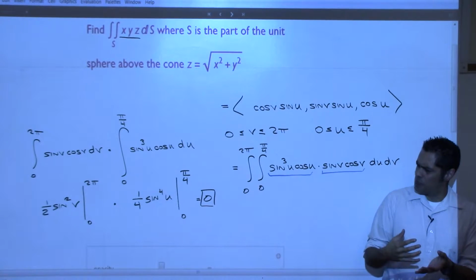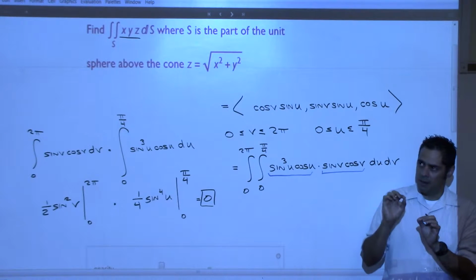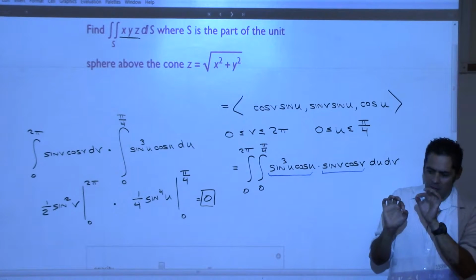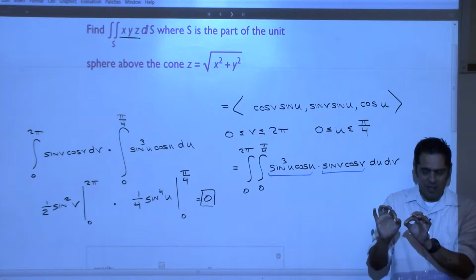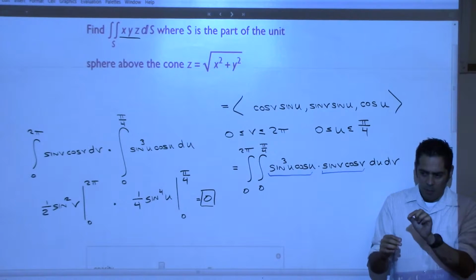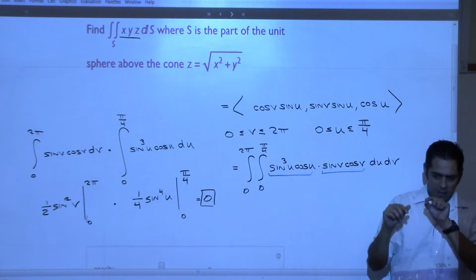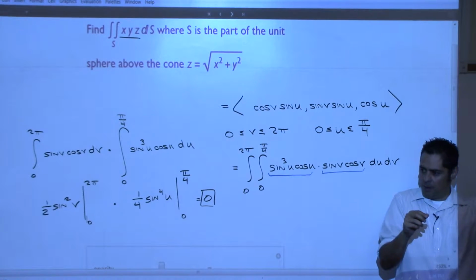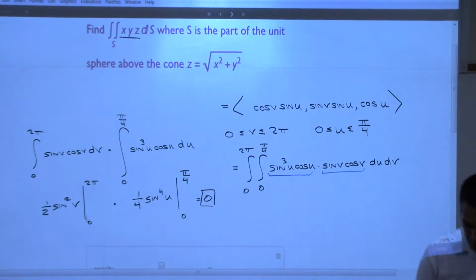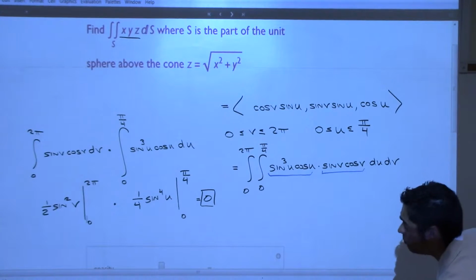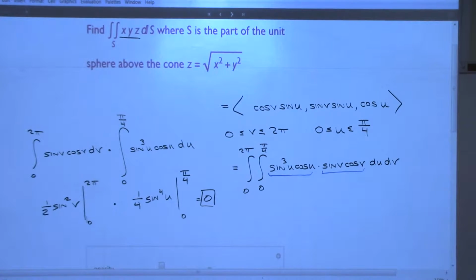A scalar function is more like temperature. A value at each point, right? Temperature is this at that point. Temperature is this at that point. A field would be, at this point, we have a vector in some direction with some length. And at this point, a vector in some direction with some length. That's the difference. Got it? Okay. All right, let's see what the next one is.